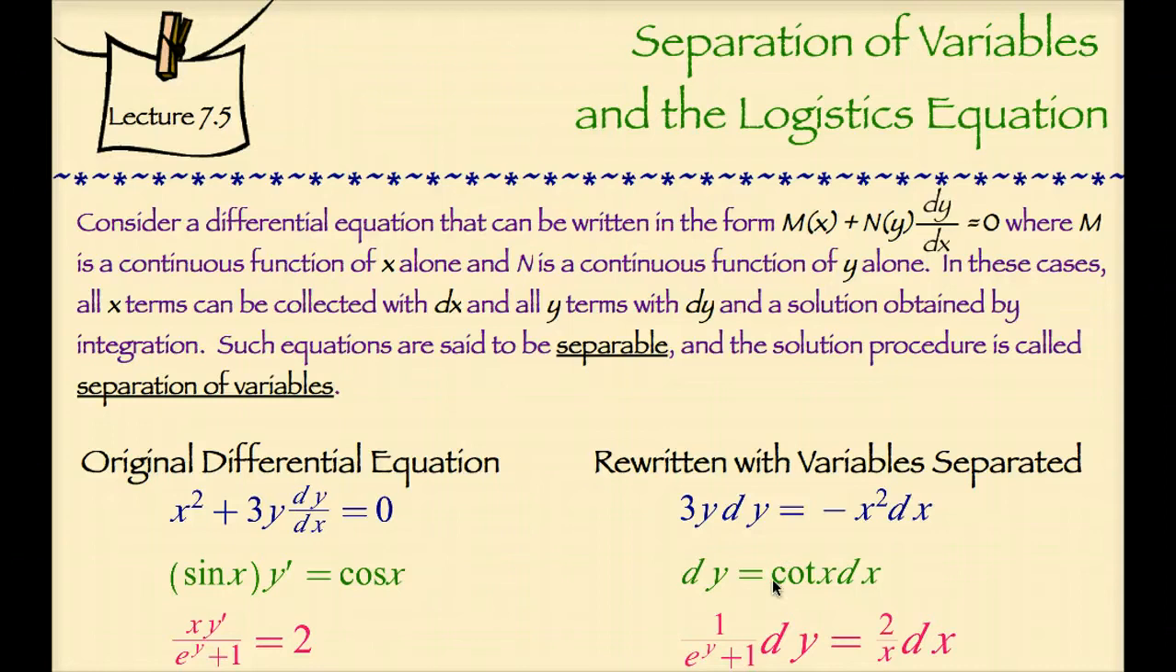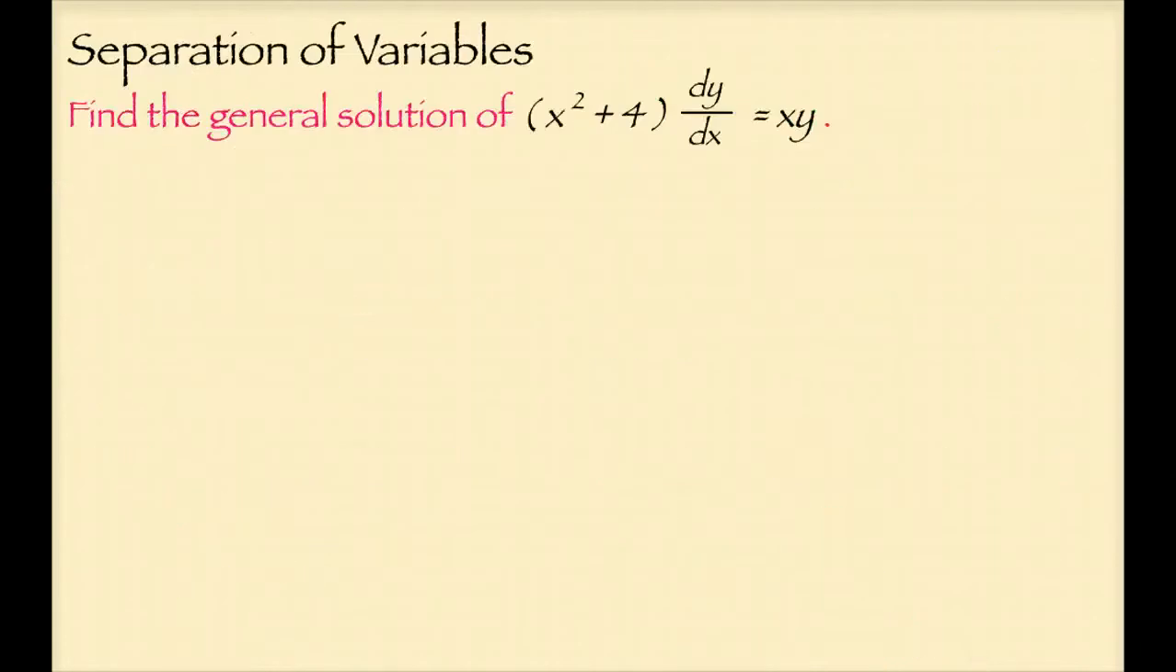In this example, we have x y prime over e to the y plus 1 equals 2. Rewritten with variables separated, 1 over e to the y plus 1 dy equals 2 over x dx. In this example, x was divided to the other side of the equation, and then y prime written as dy over dx gives us a dx to be multiplied to the other side of the equation, resulting in this rewritten version. Let's practice our separation of variables technique.